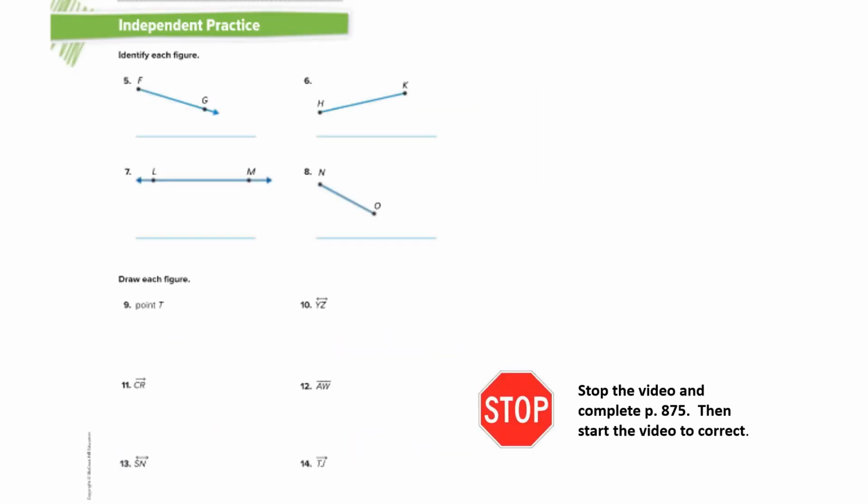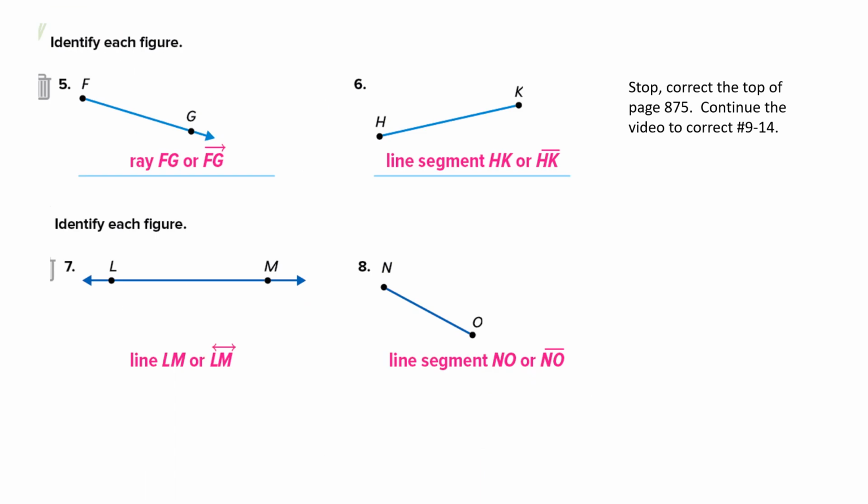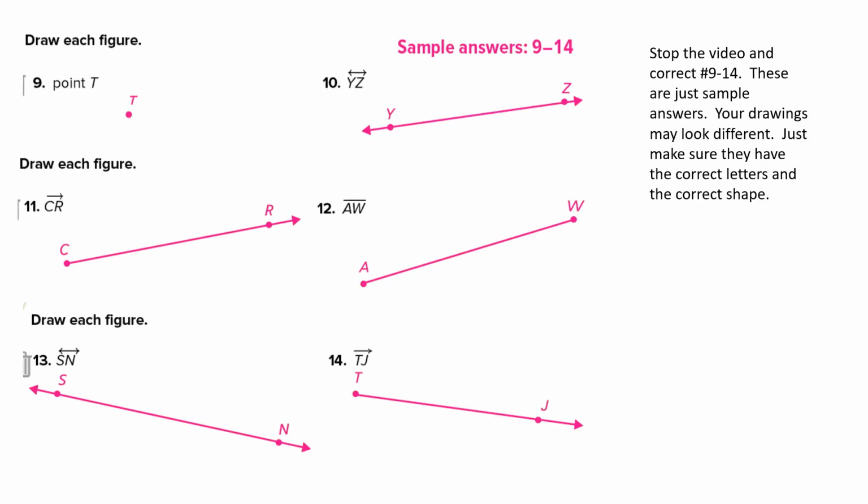Now let's see if you can do number 5 through 14 on page 875. Again, stop the video. When you've got it completed, start the video and you'll be able to correct your work. Here we have 5 through 8. You can continue the video after you've checked. And here are items 9 through 14.